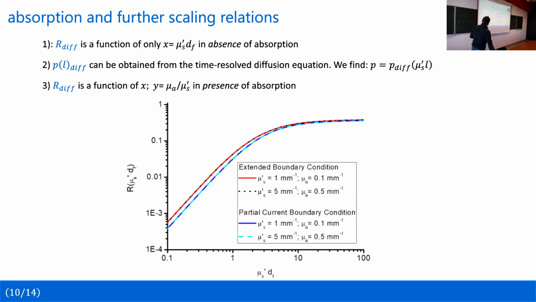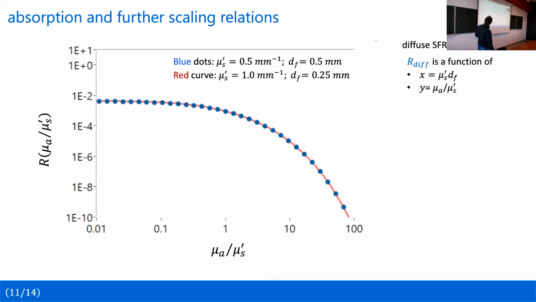And you can show this: if we do different combinations of mu_s' and absorption, as long as the ratio is the same, you will measure the same results, even in two different sets of calculations. So if you plot the reflectance as a function of the ratio of mu_a and mu_s', then for these sets of parameters the ratios are the same, so you get the same reflectance.